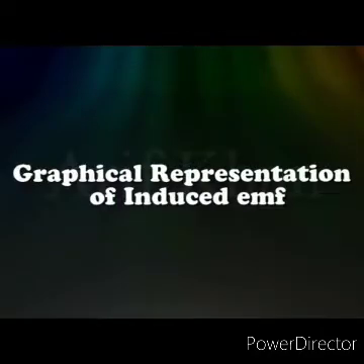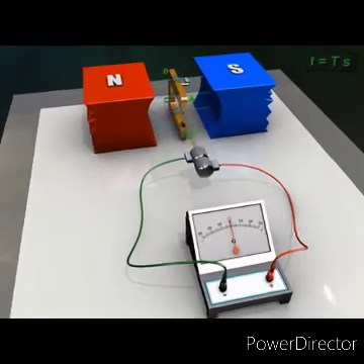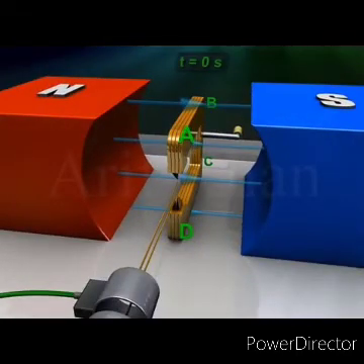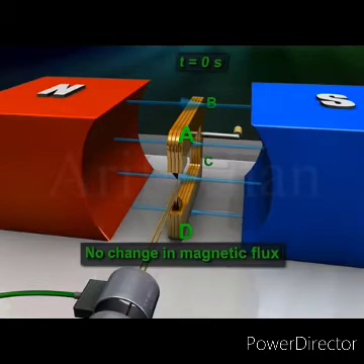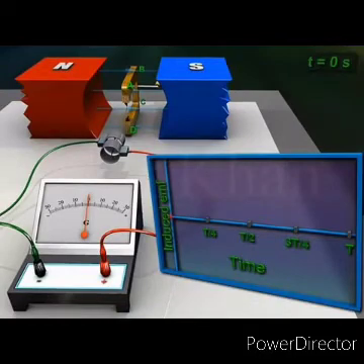Graphical representation of induced EMF. Suppose the armature takes t seconds to complete one rotation clockwise. At time t equals 0 seconds, the armature ABCD is vertical with arm AB up and arm CD down. At this position, when the armature rotates, the rate of change of magnetic flux is momentarily zero. Hence, the induced EMF at this position is zero.